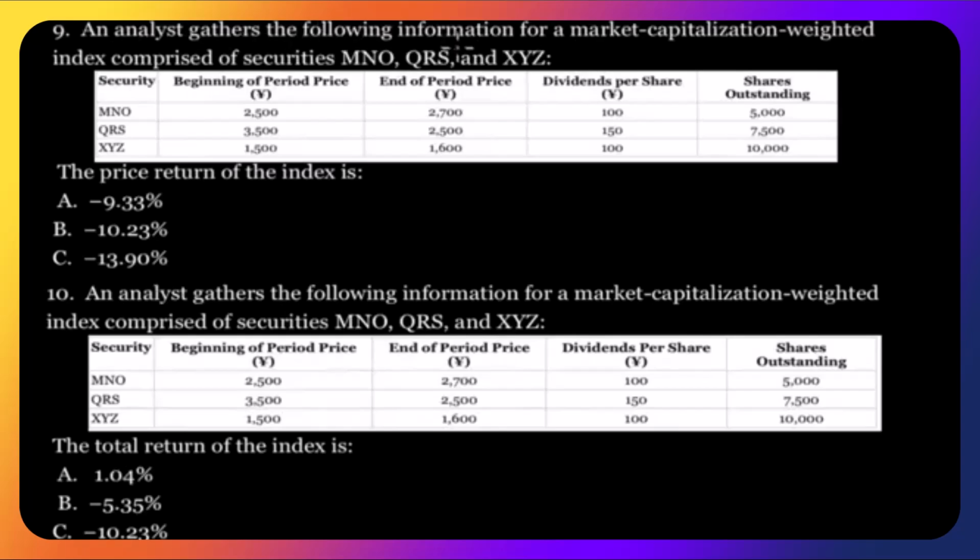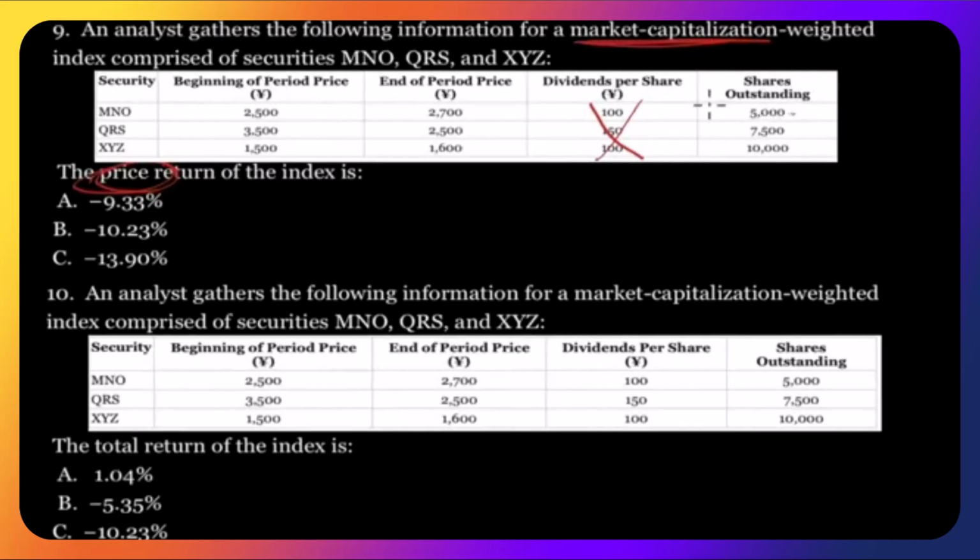An analyst gathers the following information for a market cap weighted index comprised of securities MNO, QRS, XYZ. Here we are. The price return of the index is, so I don't care about this. I don't care about that. So the price return is, well, the first thing I need to know is what my market caps are. So here's my beginning of period price. Here's the number of shares outstanding.